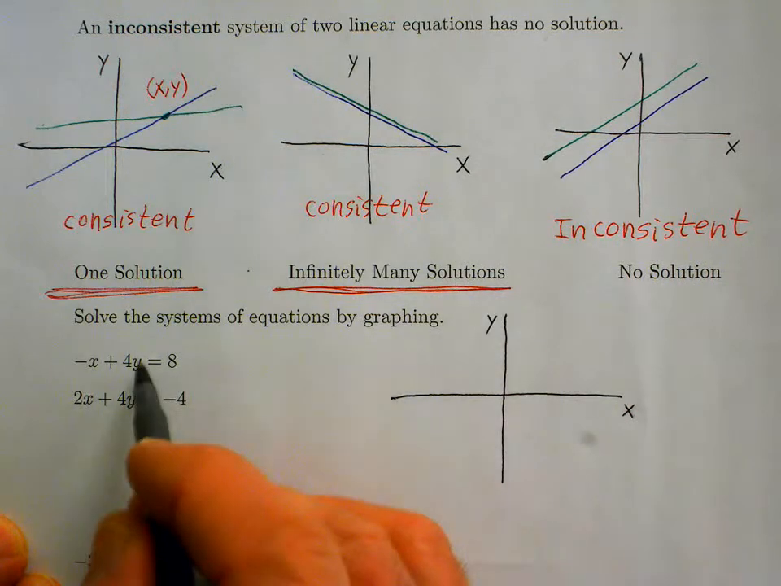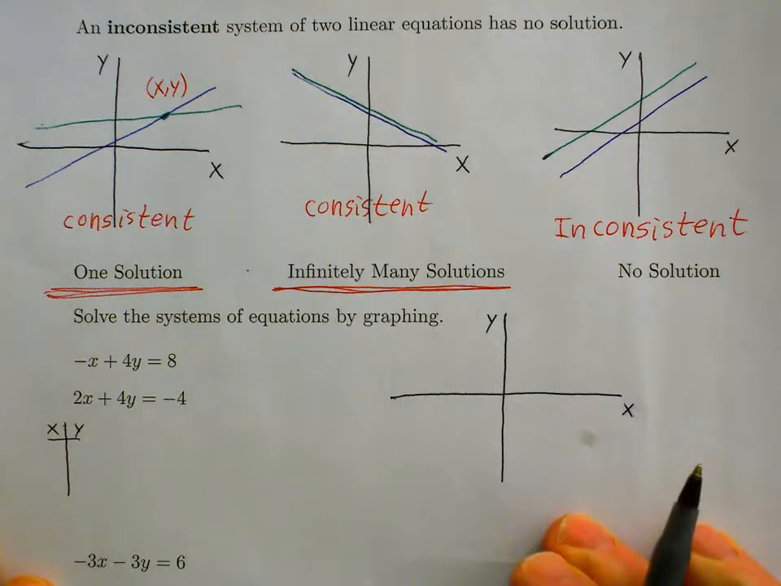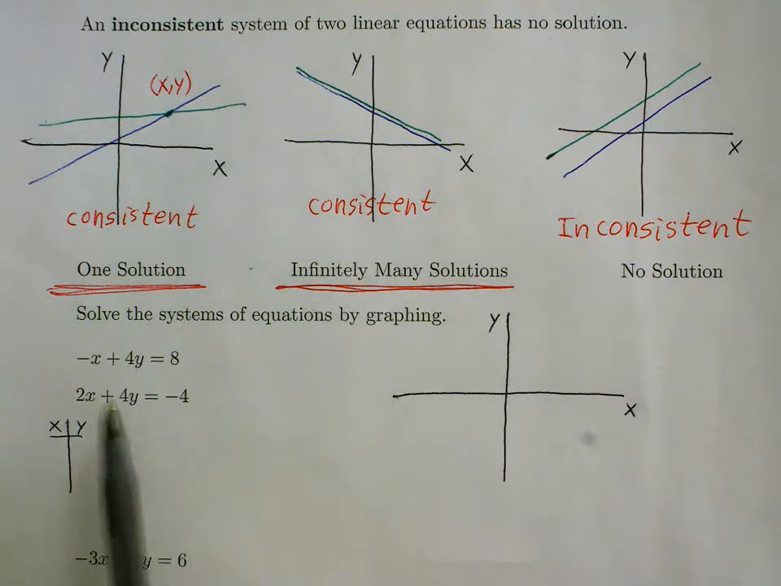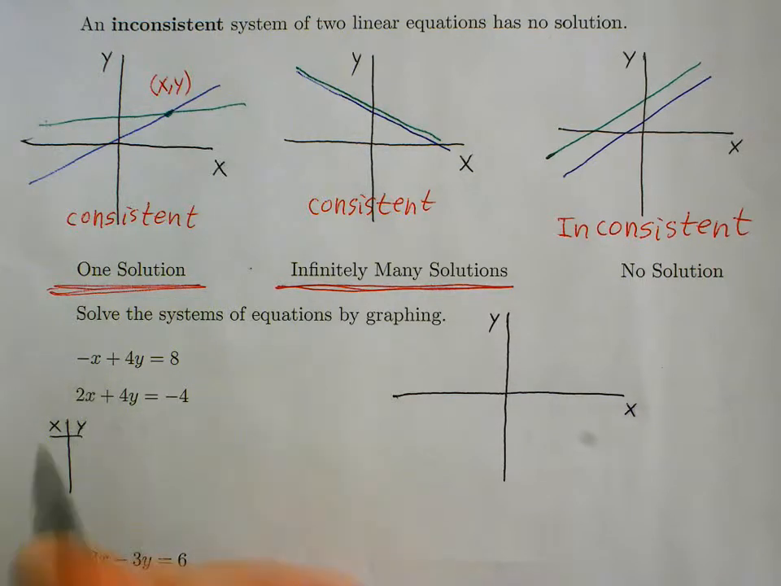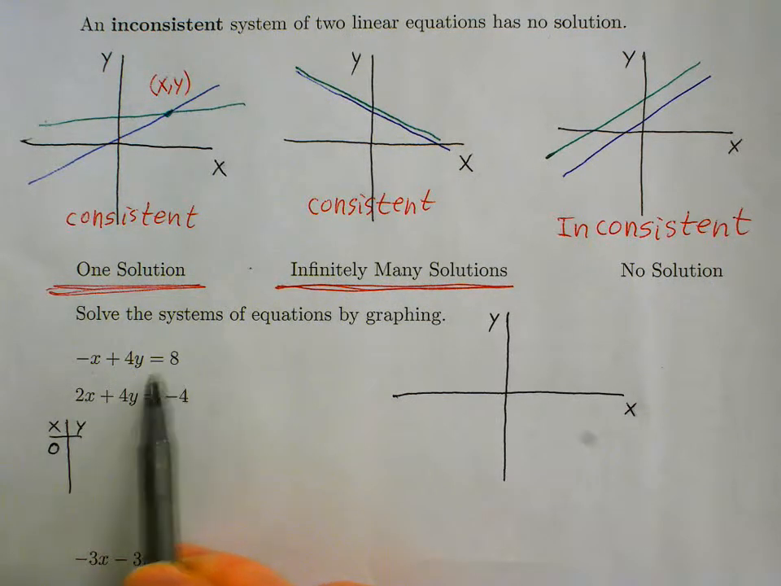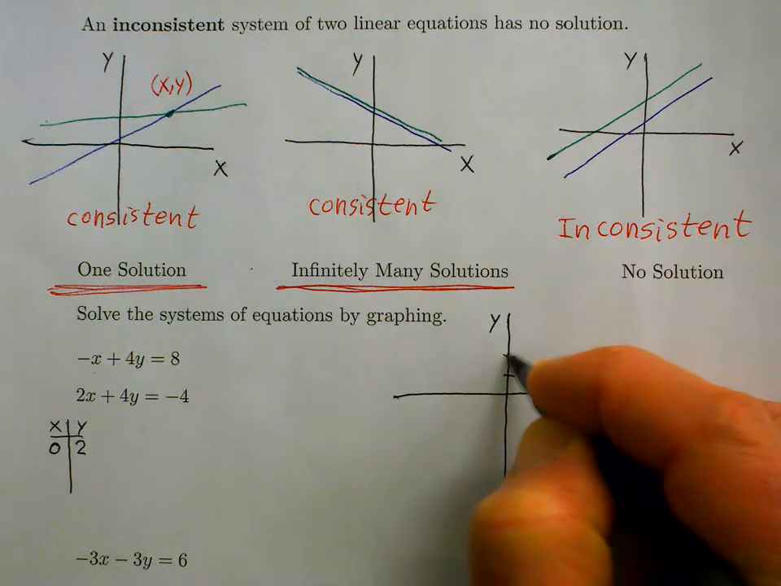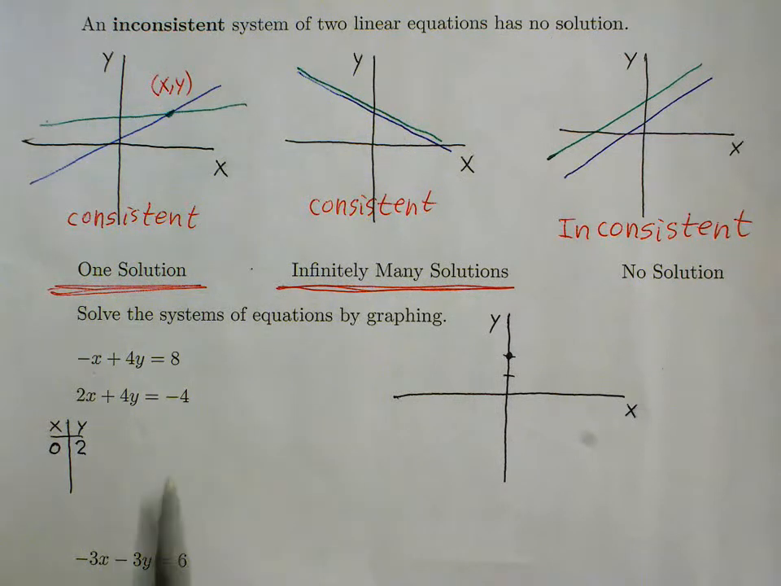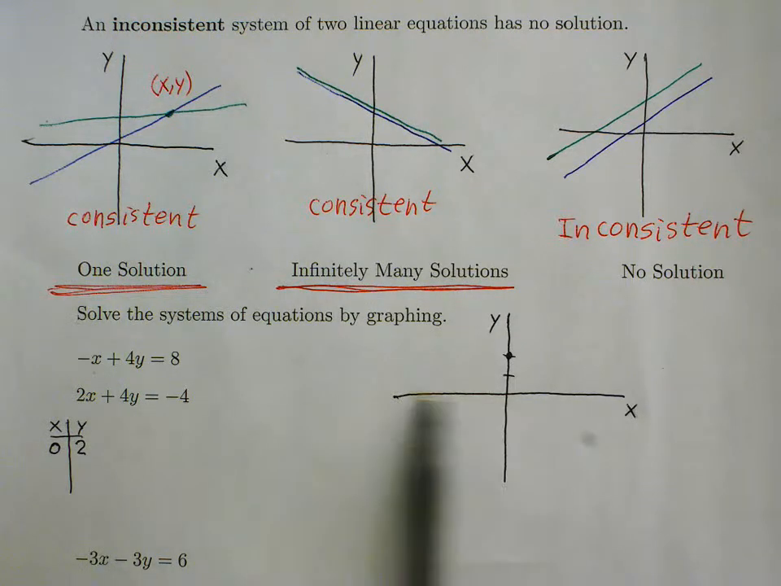Okay, so for the top line, let's find a couple of ordered pairs for the top line. We can pick, let's see, let's pick x to be 0 to start with. And when x is 0, 4y equals 8, so y equals 2. So we have the ordered pair 0, 2. I don't really want to use the x-intercept because I get -8, and I don't want to get too far away from the origin.